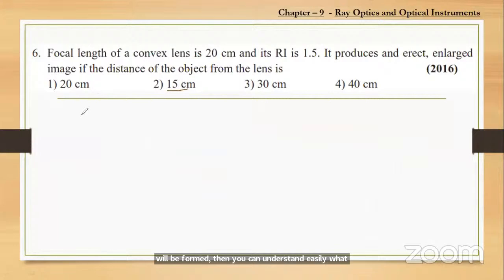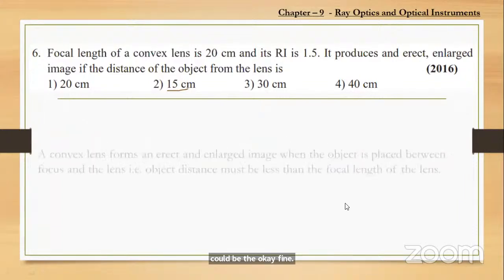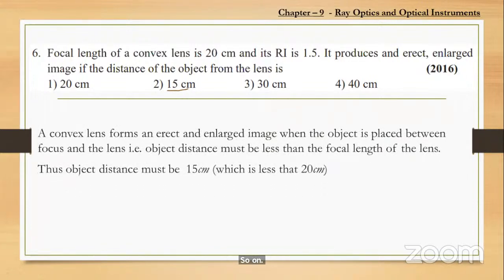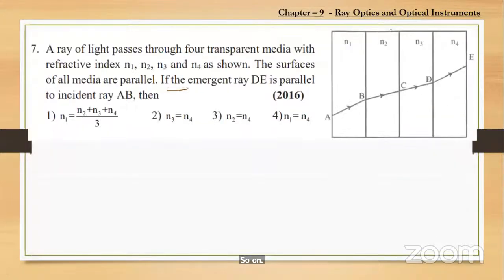Okay, fine. So the answer for this one is 15 centimeter. Okay. Now, coming to another question, which is quite interesting.